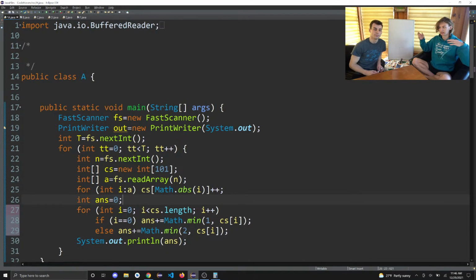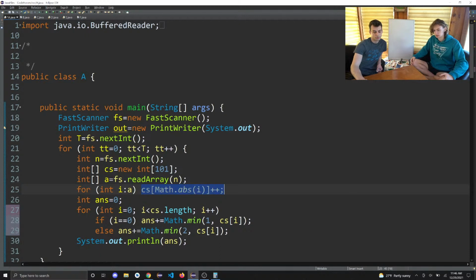So that's basically saying for all positive numbers, add them. For all negative numbers, add them. And if there is a positive and a negative number, add both of those, but don't add more than 2 of any absolute value of any number. So frequency count of the absolute values, and then add 1 for 0 if you have it, and add 2 for everything else, or however many you have. And that's it. There you go.